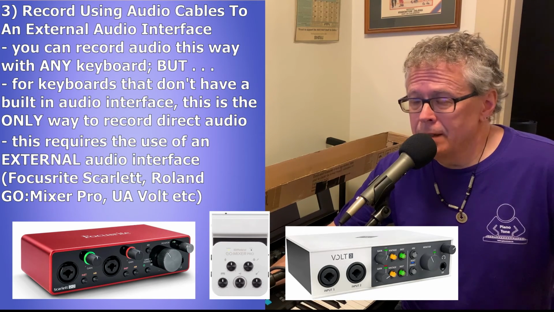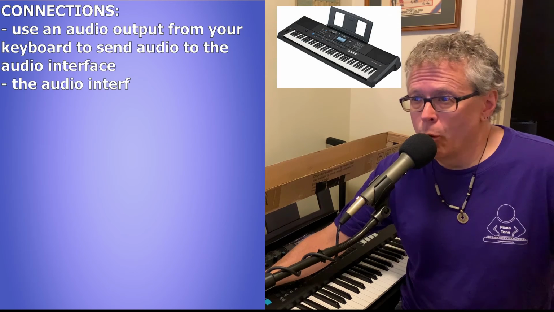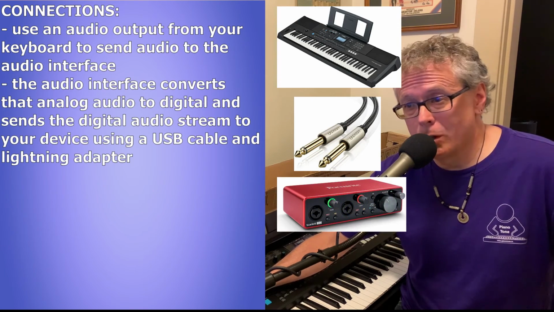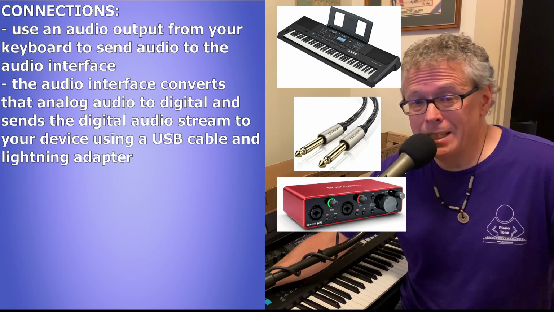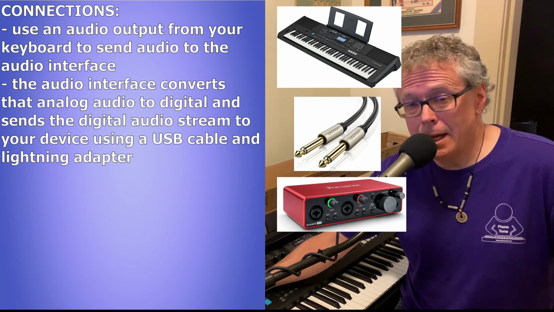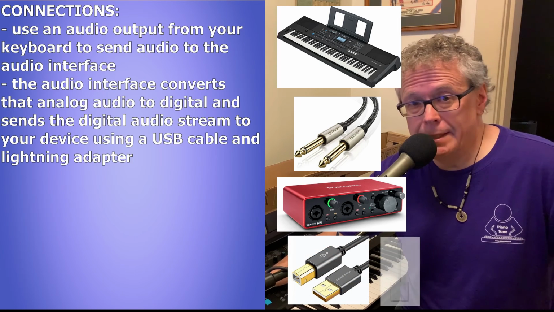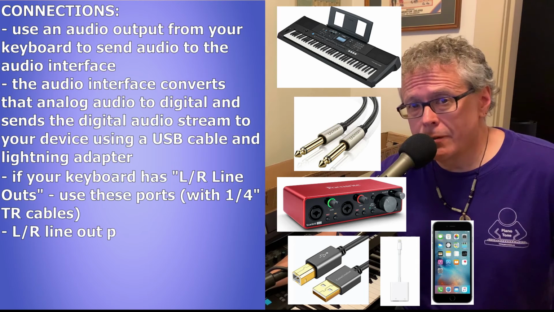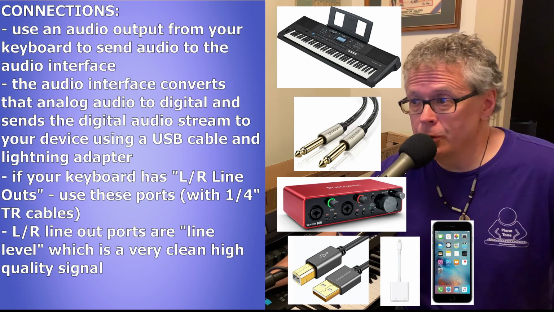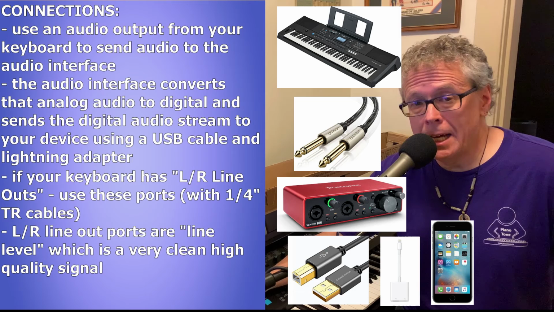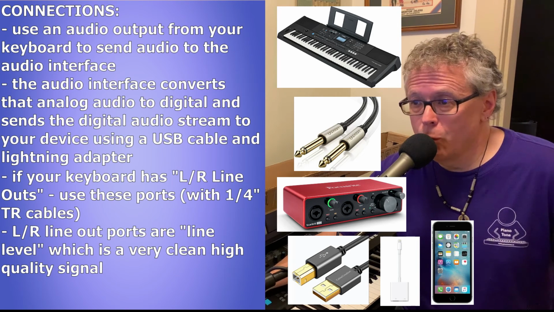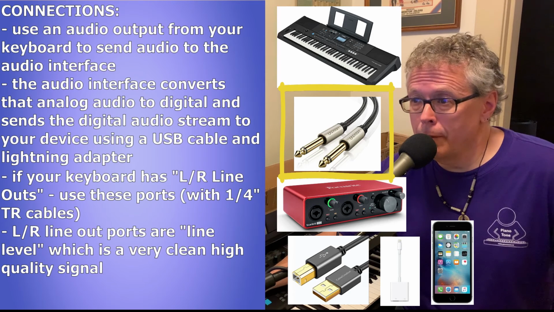The basic idea is that you use an audio output jack from your keyboard to send the sound from your keyboard to your audio interface. Then the audio interface will convert that analog audio signal into a digital audio stream and then send it to your device, so a PC, tablet, or a phone with a USB cable. If your keyboard has left and right line outputs, then these are what you should use. These outputs are at what is called line level, which will be a very clean, high-quality signal. So I would use 2 1/4-inch TR cables to connect my keyboard to my audio interface.